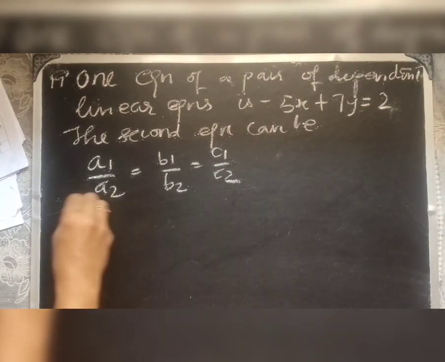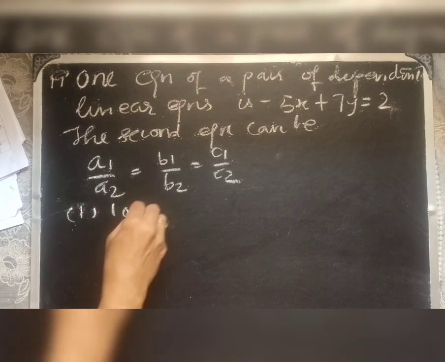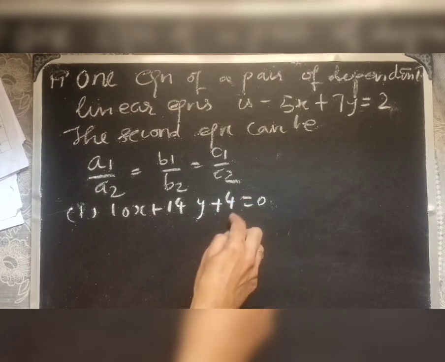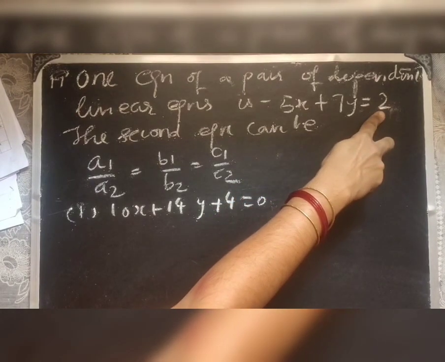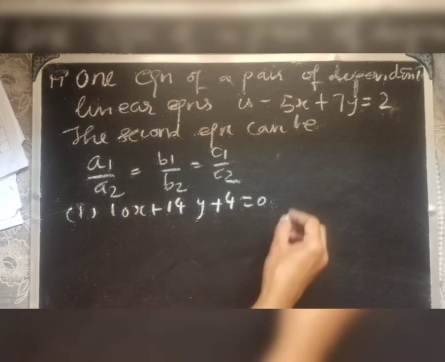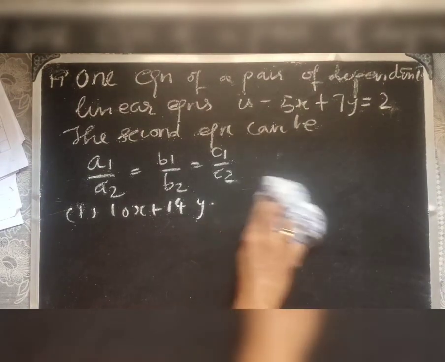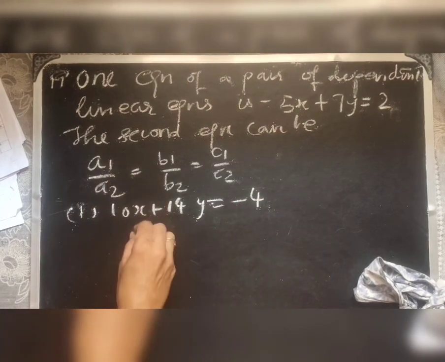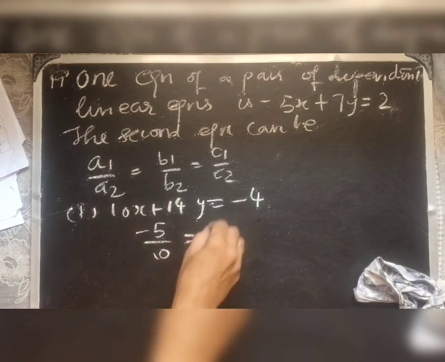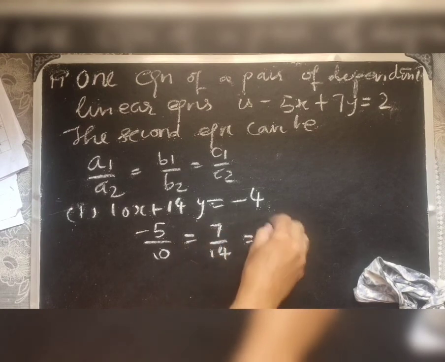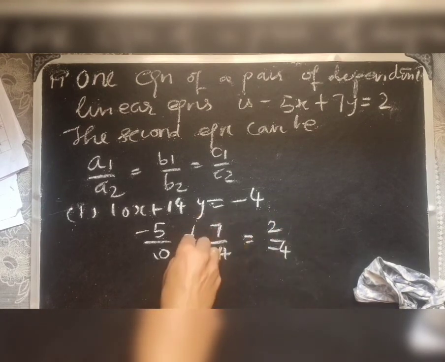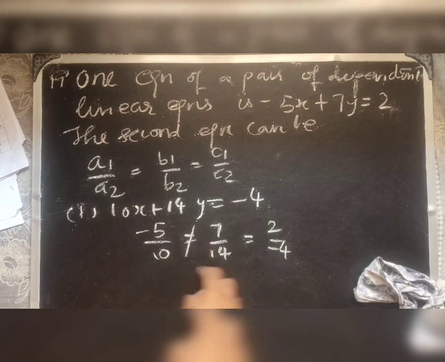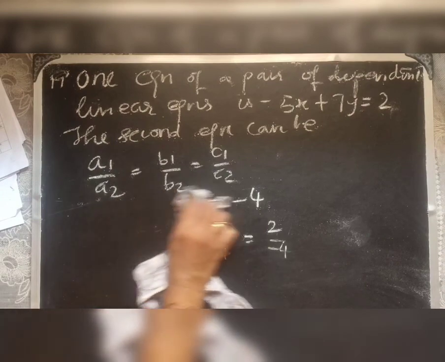So first equation, if we take, what is that equation? 10x plus 14y plus 4 is equal to 0. Now we can see that here the constant term is on the right hand side and here it is on the left hand side. So we will take it to the right hand side. So it becomes minus 4. So as a result, when I write a1 by a2, minus 5 by 10 is equal to 7 by 14 is equal to 2 by minus 4. And this is not possible, not equal, because here it is coming as minus 1 by 2, here it is plus 1 by 2. So this is not the correct equation.